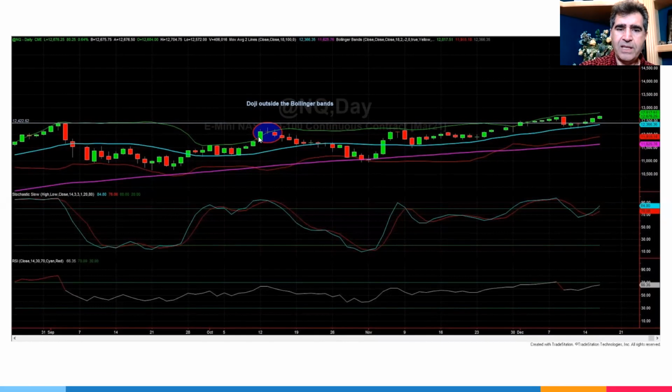So there's 3 things I want to take into account right now. Number one, we were outside the Bollinger Bands. We have a doji, indecision. Second thing is, you can see this is our confirmation. Now we are inside the Bollinger Bands, and that tells us that sellers are in control.